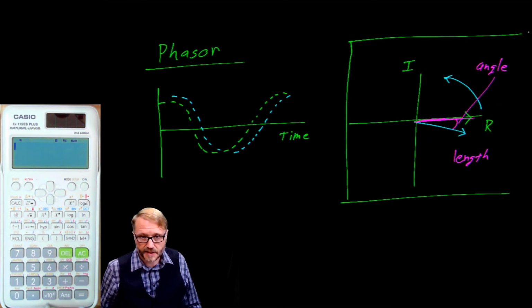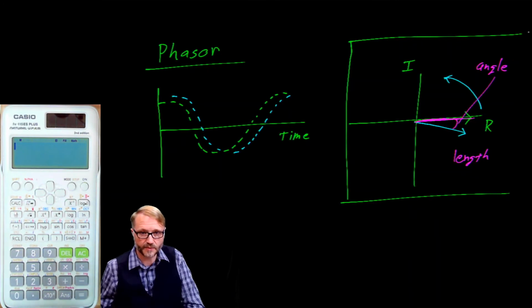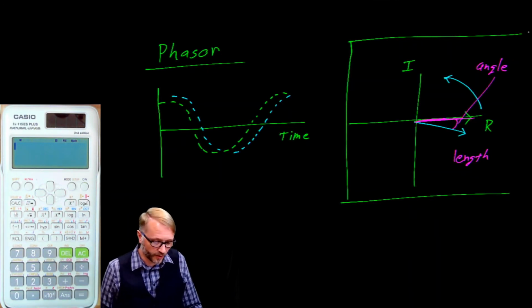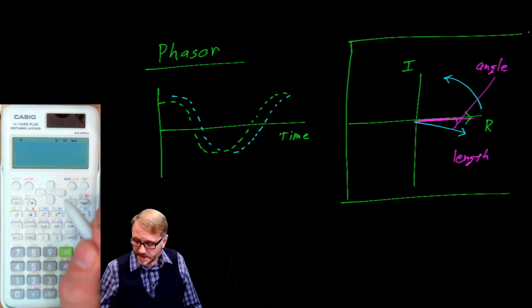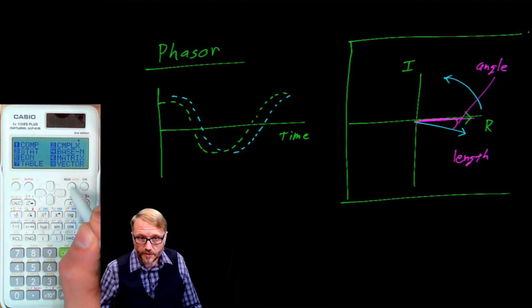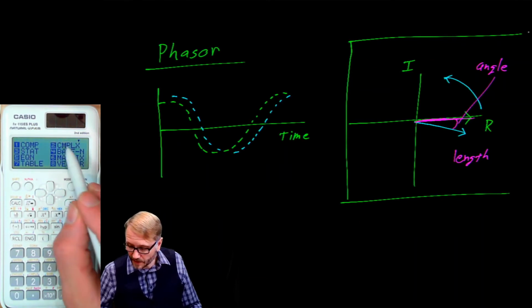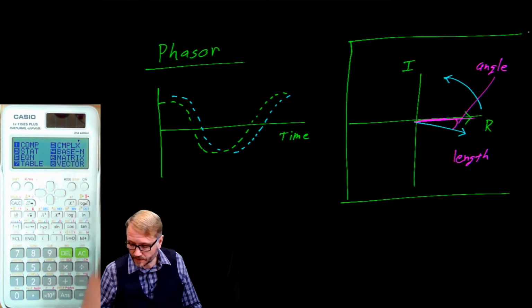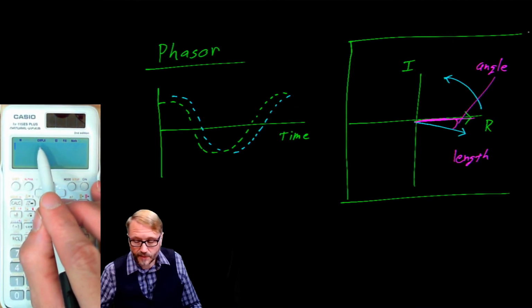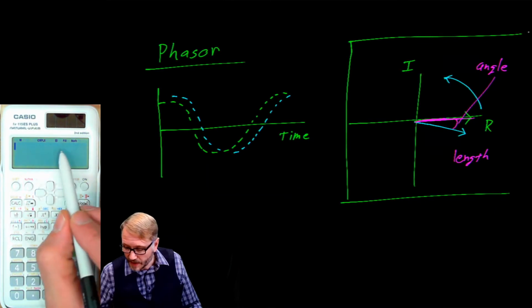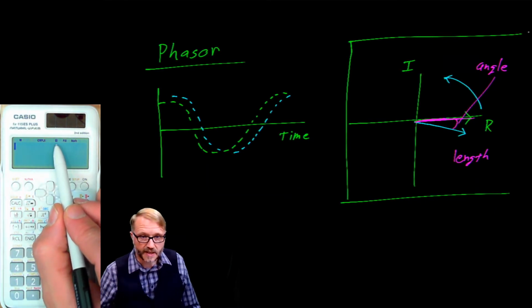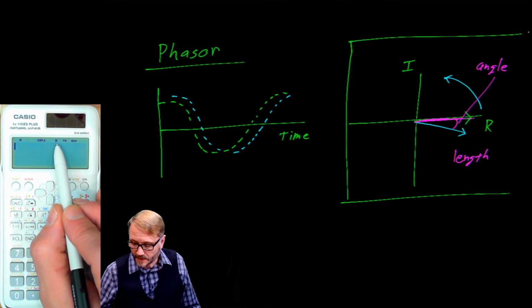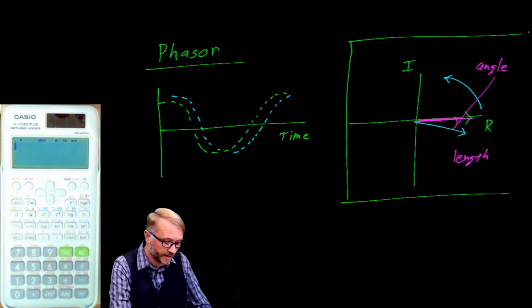There are others that can certainly do the task, but this is the one we'll be using in the class as we move forward. To get us started, let's go to Mode, and we're going to shift our calculator into complex mode, which is 2. Right there, you'll see that we are in complex mode, and you should also see a D for degrees. So we're running degrees in complex mode.